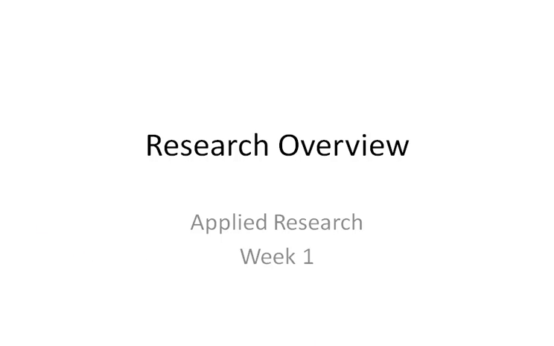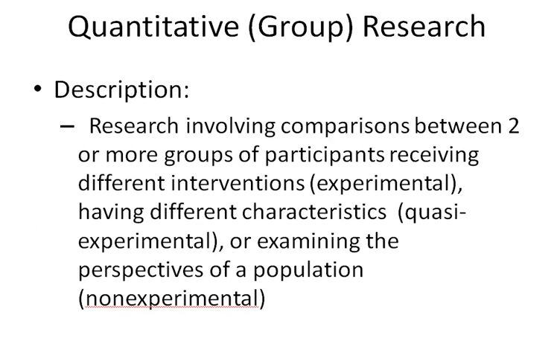All right. So the first type of research that we're going to be looking at in this class is quantitative or group research. Another label that this type of research is called is, sometimes it's referred to as large N research. N means number, specifically number of participants. This research typically involves comparisons between two or more groups of participants receiving different interventions.